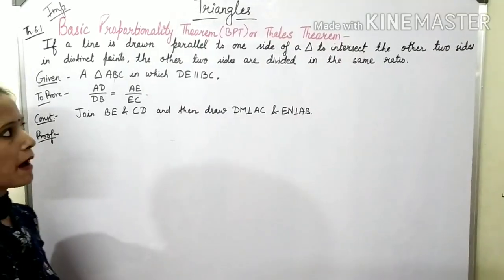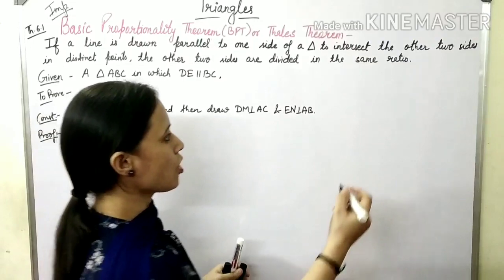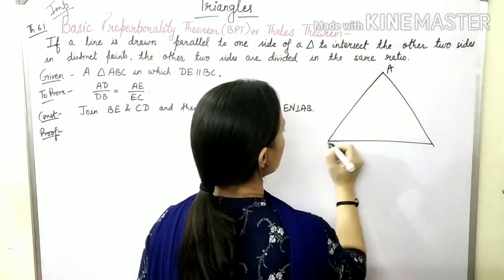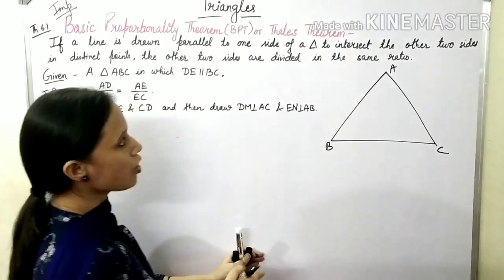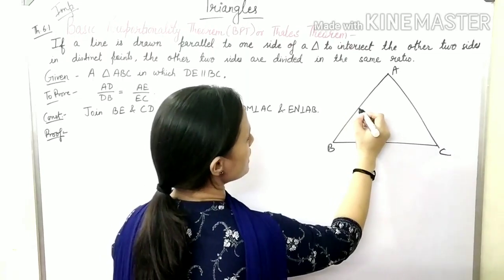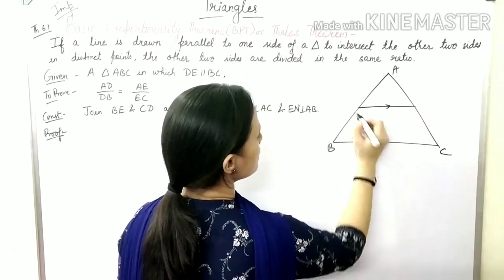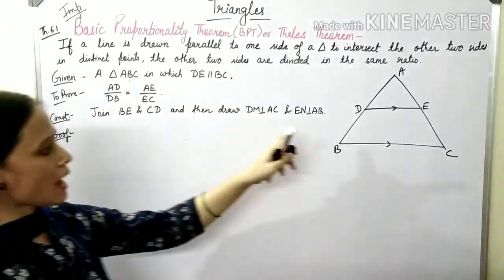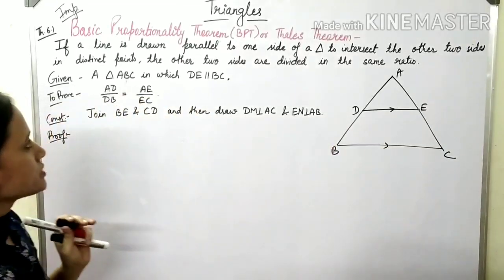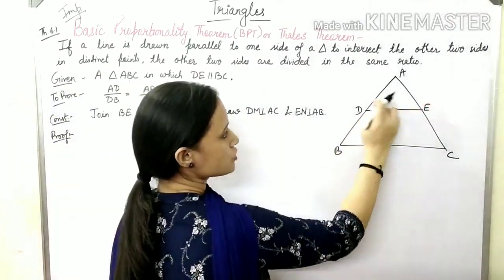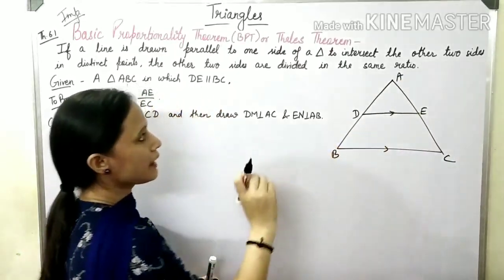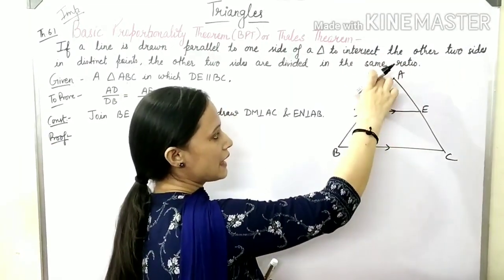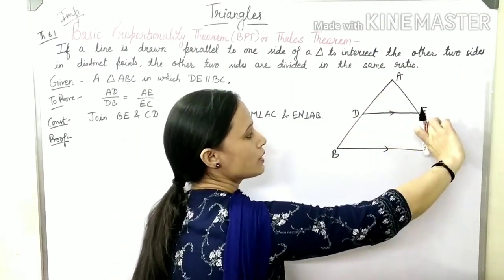If a line is drawn parallel to one side of a triangle, let us draw a triangle first. A triangle ABC we are taking, and if a line is drawn parallel to one side, so let us take that we are drawing DE parallel to BC to intersect the other two sides at two distinct points. So these two sides, that is AB and AC, are getting divided in the same ratio. That means we'll have to prove that AD upon DB is equal to AE upon EC.